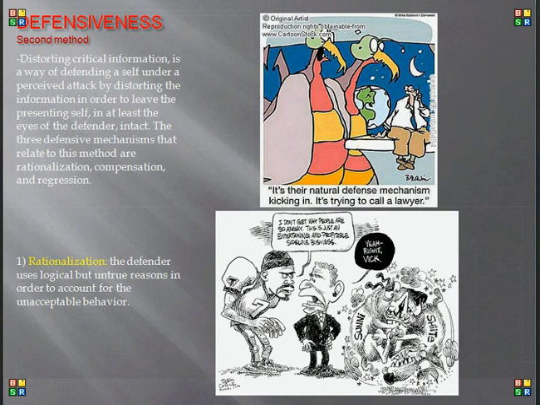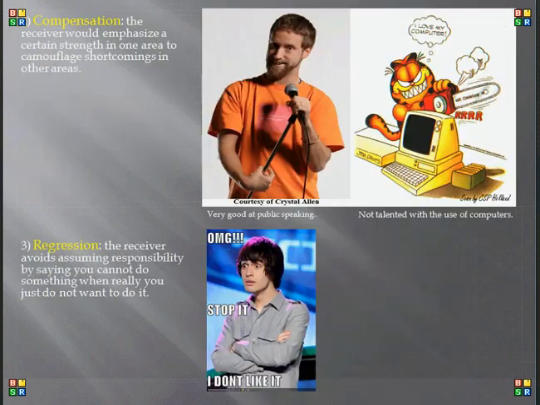In rationalization, the defender uses logical but untrue reasons in order to account for the unacceptable behavior. In compensation, the receiver would emphasize a certain strength in one area to camouflage shortcomings in other areas. And lastly, in regression, the receiver avoids assuming responsibility by saying you cannot do something when really you just do not want to do it.